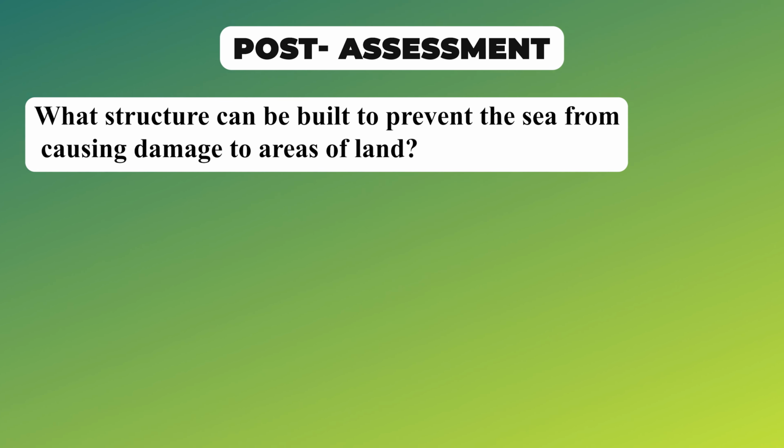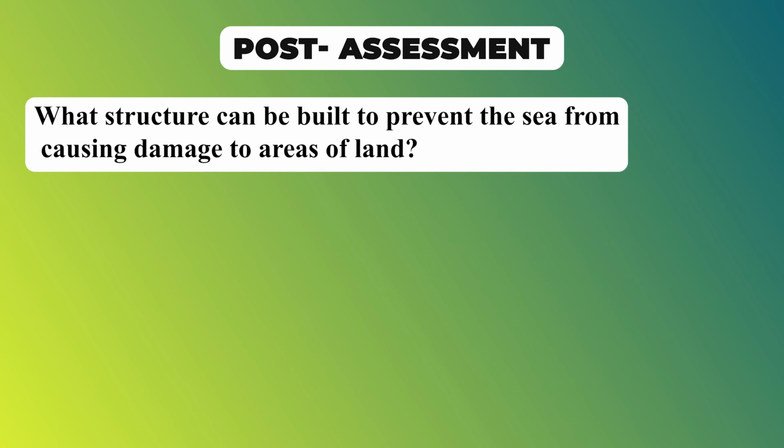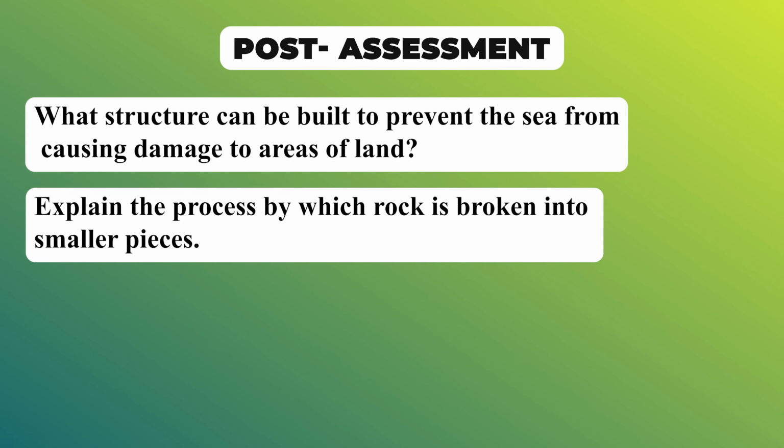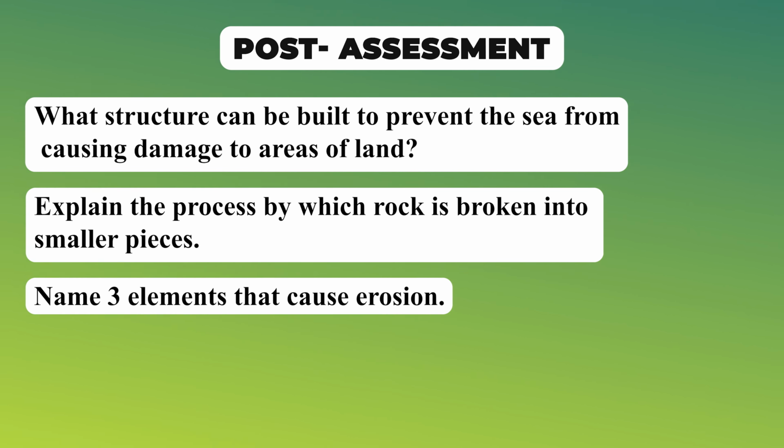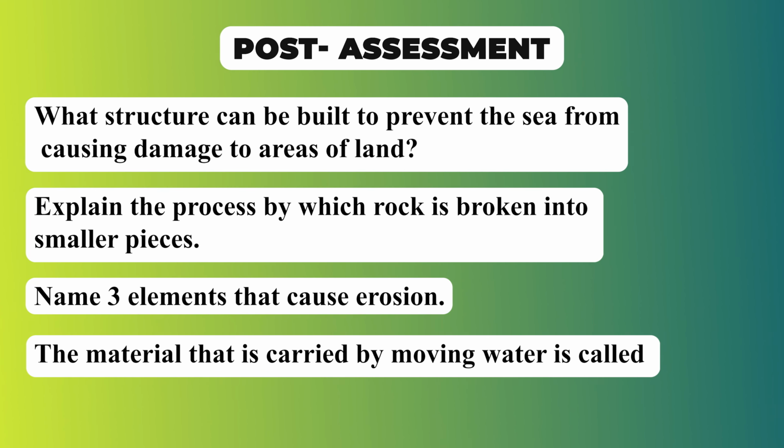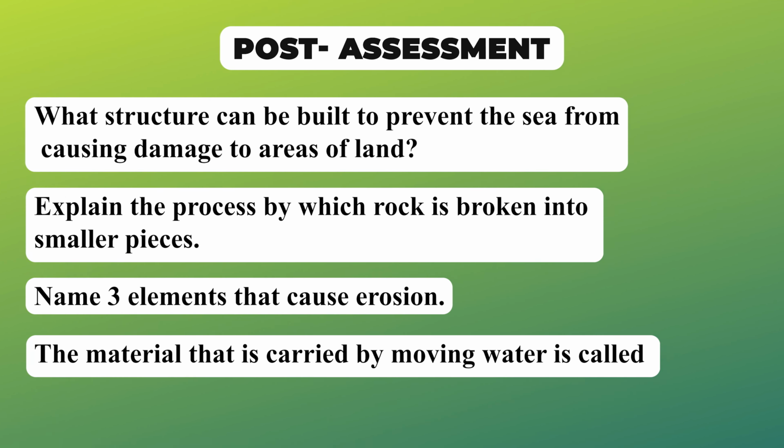Post-assessment. What structure can be built to prevent the sea from causing damage to areas of land? Explain the process by which rock is broken into smaller pieces. Name 3 elements that cause erosion. The material that is carried by moving water is called.